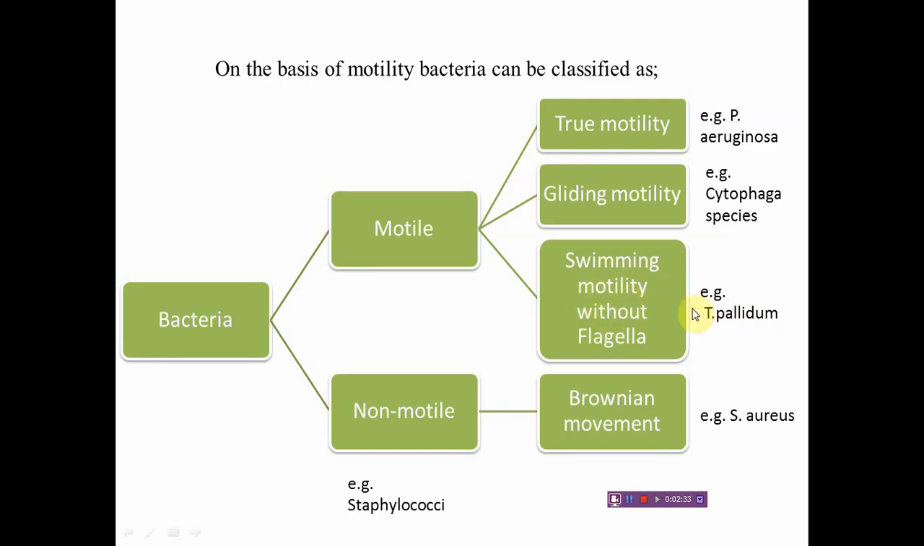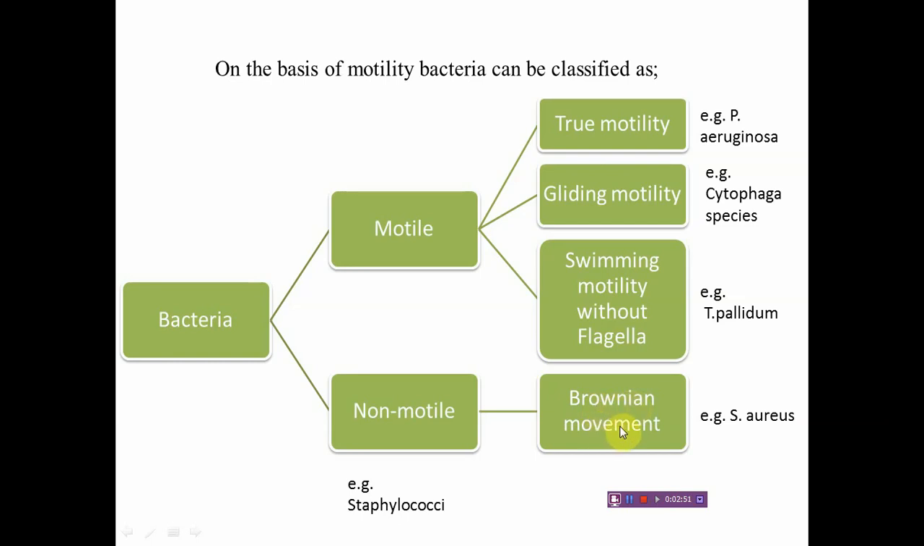As we already know, Treponema pallidum is the causative agent of syphilis, and syphilis is a sexually transmittable infection. And because of the motility, the cells can spread from one individual to another individual.